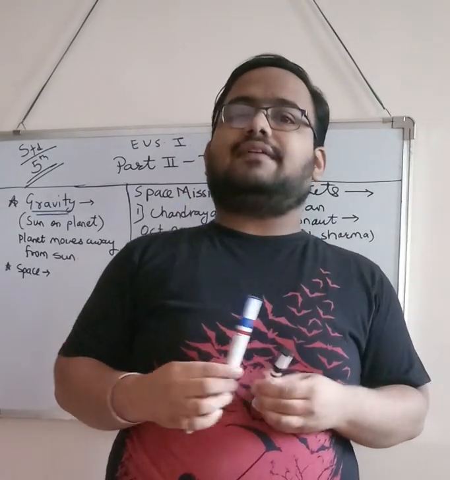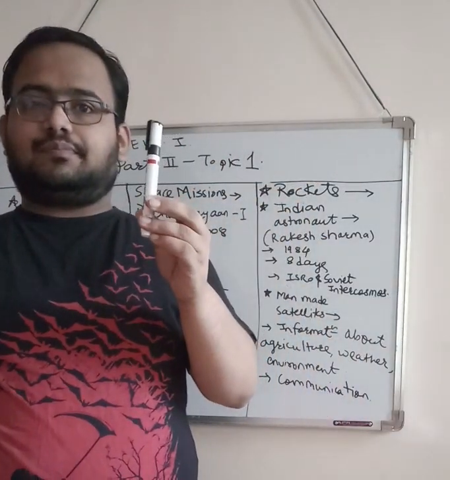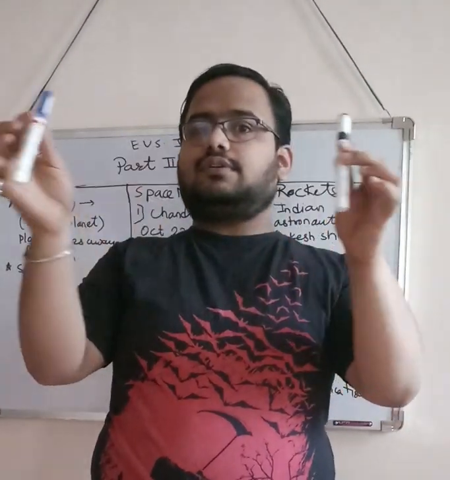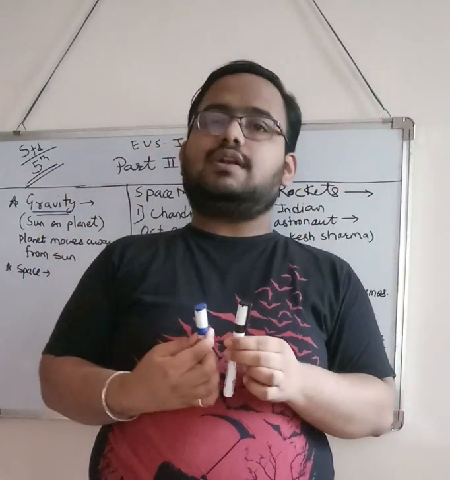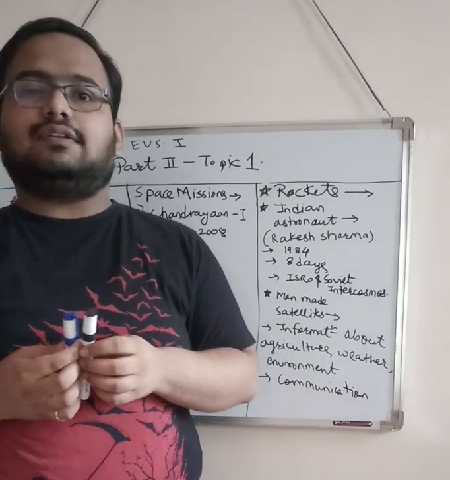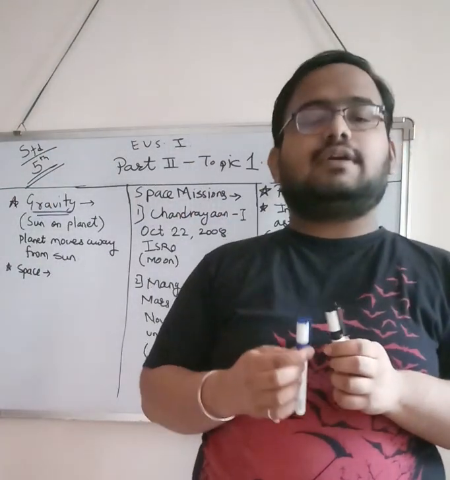Suppose these are the two planets. They try to attract each other. Both try to pull each other towards itself. And that is called the force of gravity.